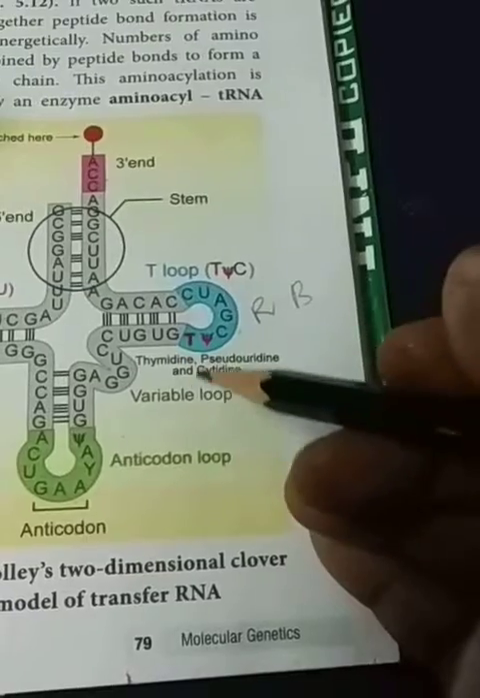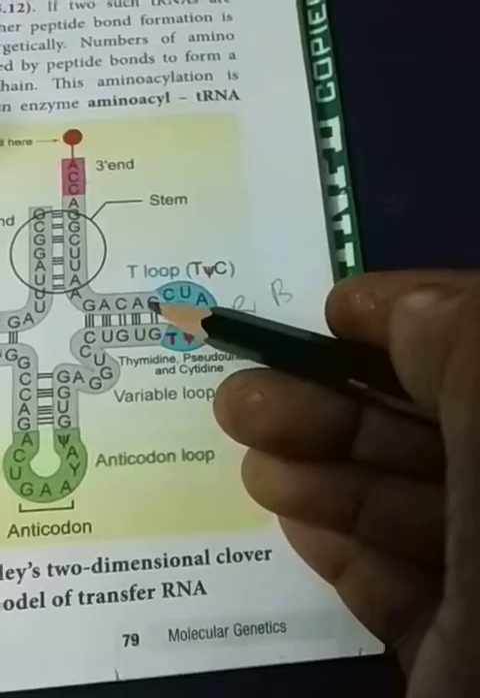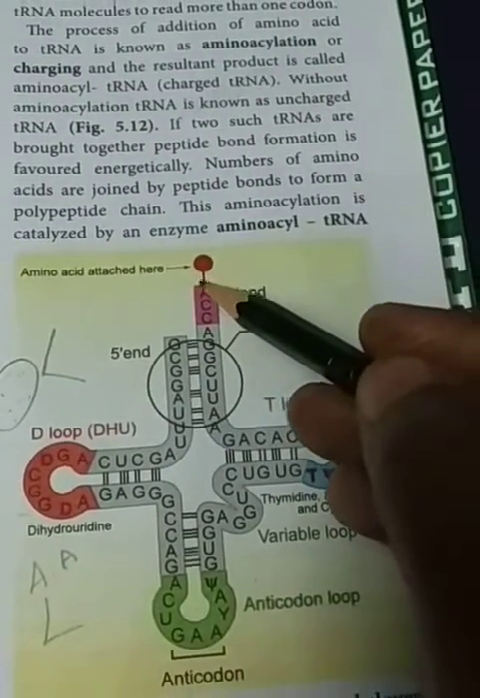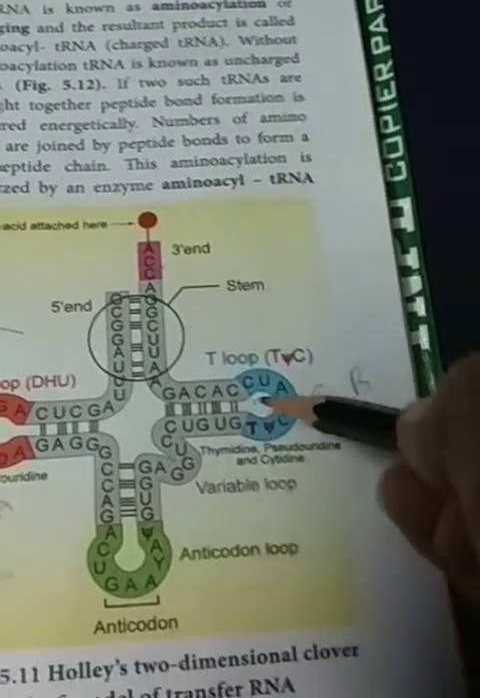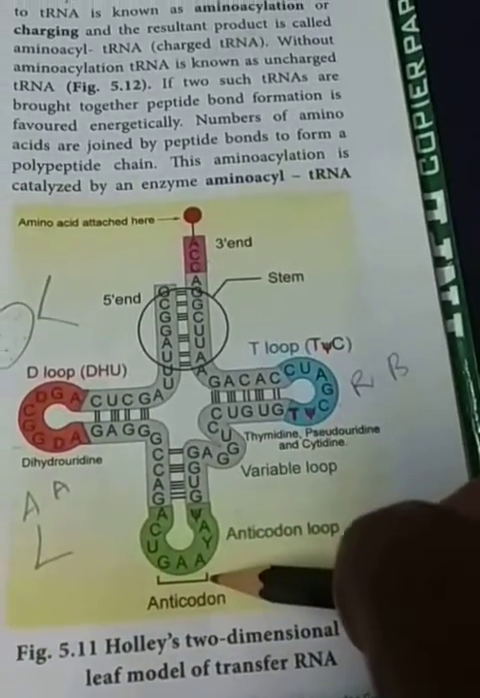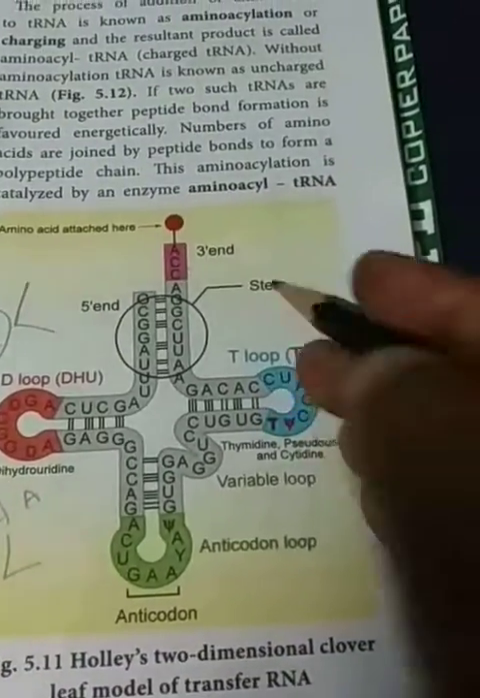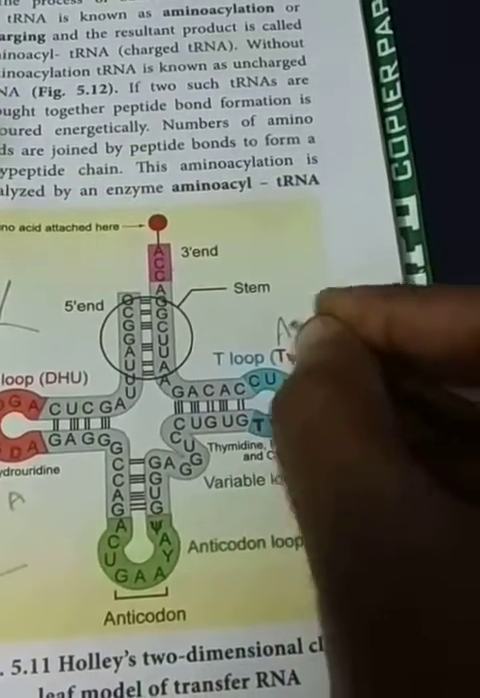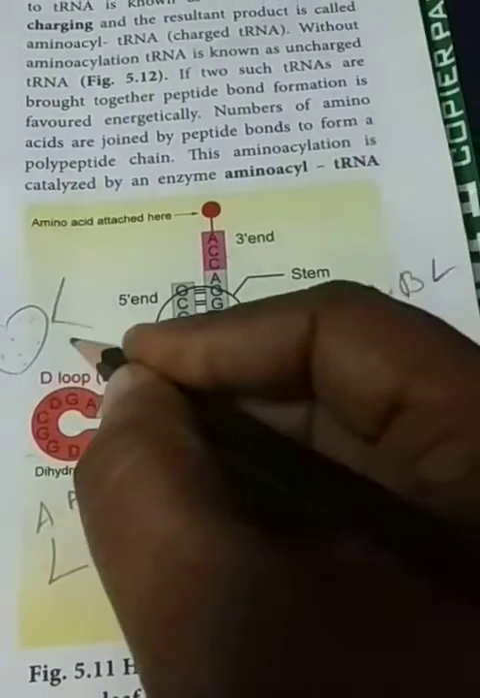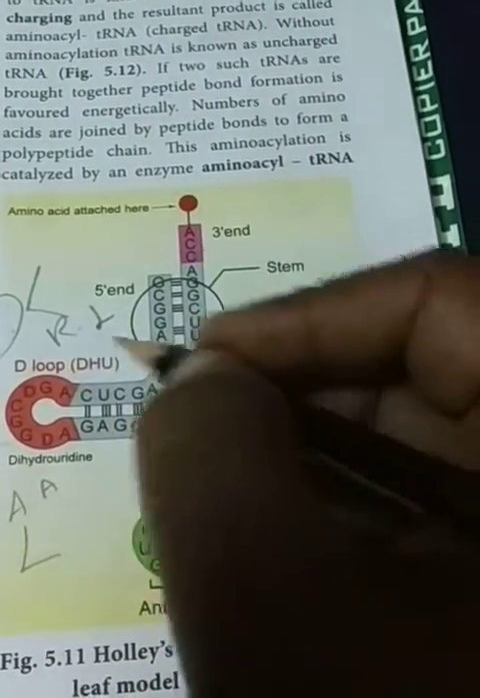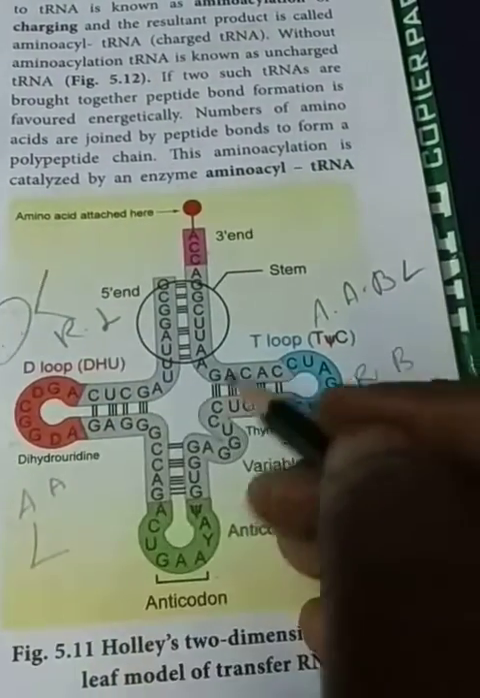These arms have loops such as the amino acid binding loop. Here the amino acid can bind to one of the loops, and that loop is known as the amino acid binding loop. Then the anticodon loop, and then the ribosomal binding loop. So 3 loops are present: the amino acid binding loop, the anticodon loop, and the ribosomal binding loop.